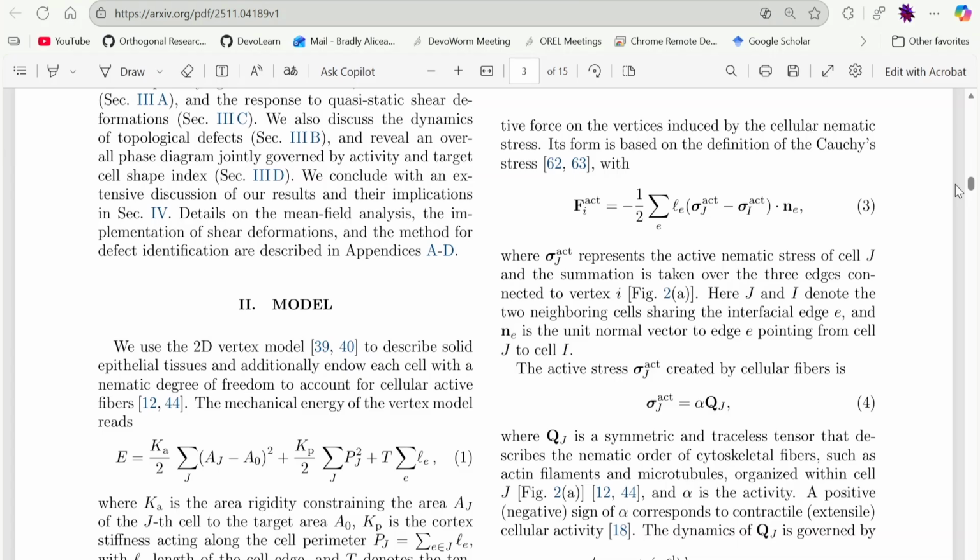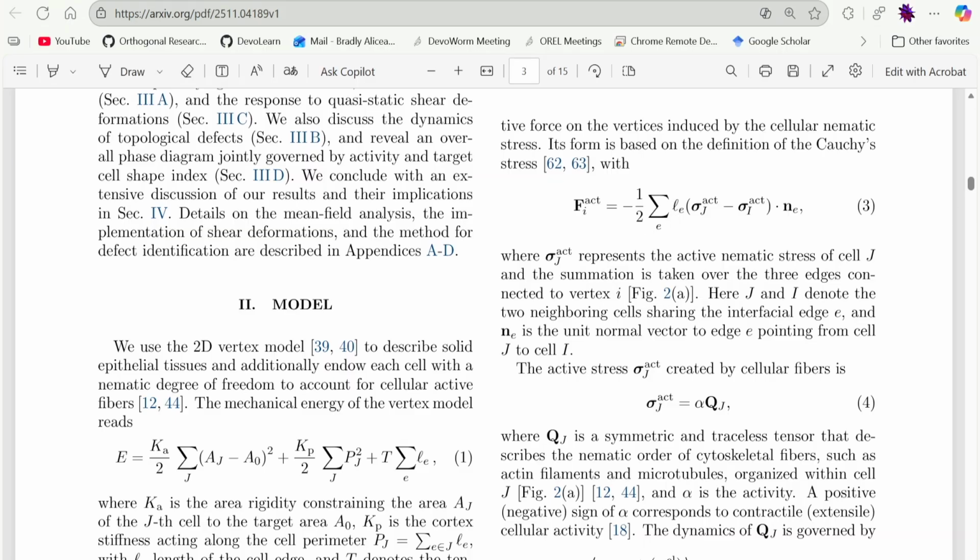It's formed based on the definition of Cauchy's stress, which is here in 3, where phi act J represents the active nematic stress of cell J, and the summation is taken over the 3 edges connected to vertex I. So they're characterizing a trijunction here in terms of stresses.